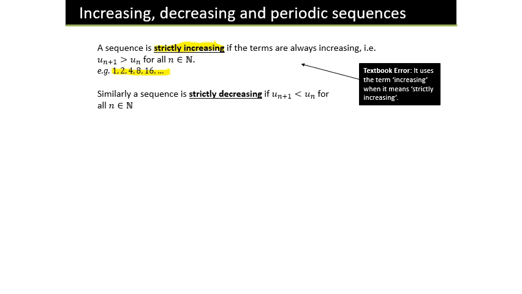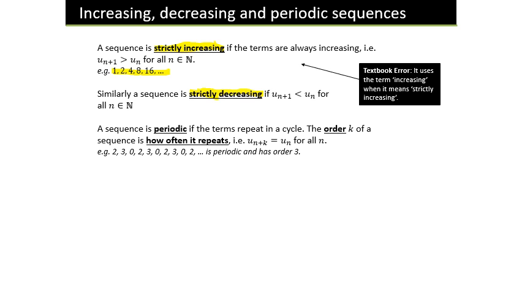Similarly, a sequence is strictly decreasing if each term is smaller than the previous term. And finally, a sequence is periodic when the terms repeat in a cycle. And then from that, you need to be able to identify the order. So the order is how often it repeats.